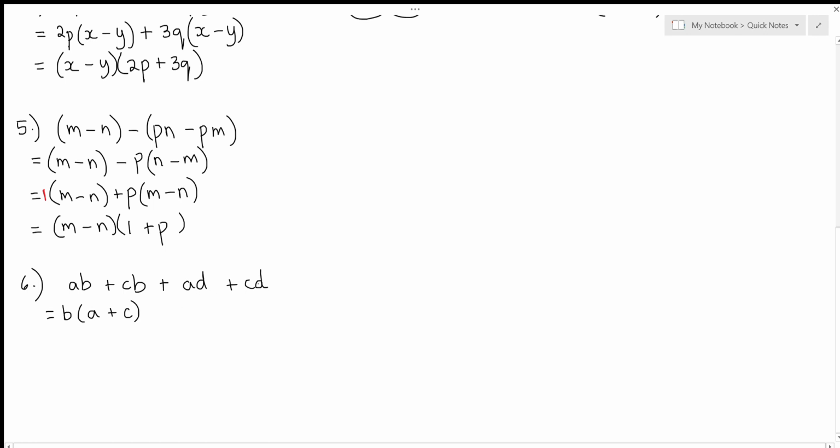And in the last two terms, we can see a common factor of d. So we're going to take out the d, and you will get left with a plus c. Now if you look at this again, we now have 2 terms here, and we can clearly see the common factor there, which is a plus c. Sometimes you have to rearrange your terms to get identical factors, but in this case it's just straightforward. So my common factor here is a plus c, and I'm left with b plus d.